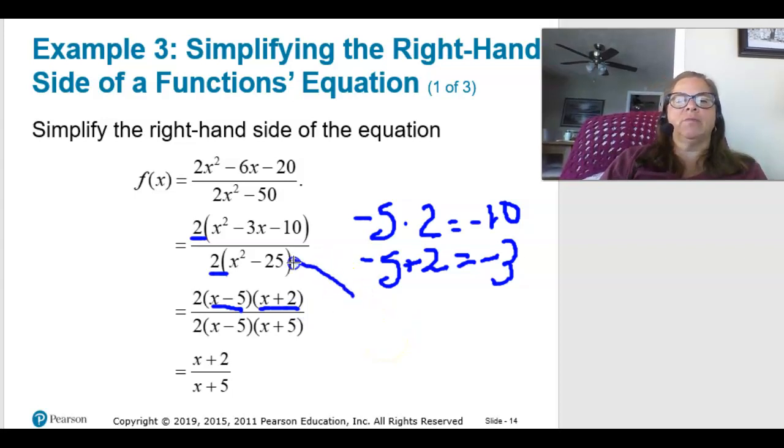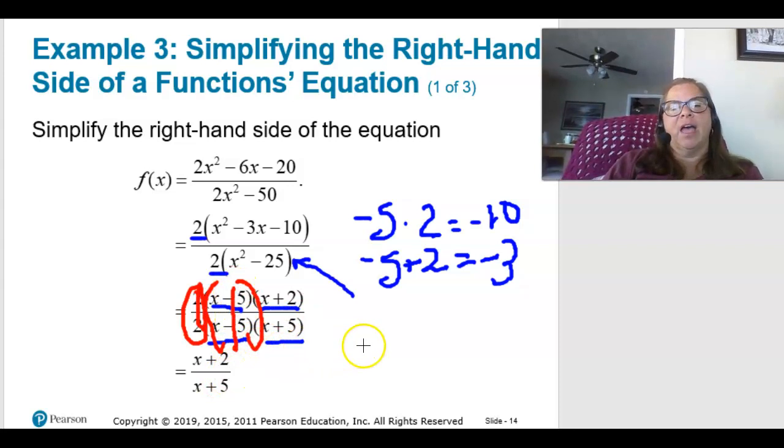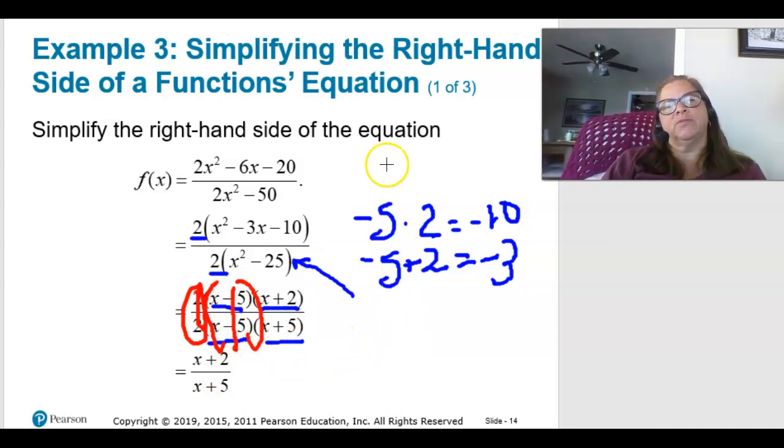X squared minus 25 is the difference of two perfect squares. So we know that we have x minus 5 and x plus 5. Now, in order to simplify this, we can look at 2 over 2. That simplifies to 1. And x minus 5 over x minus 5 simplifies to 1, leaving x plus 2 over x plus 5.